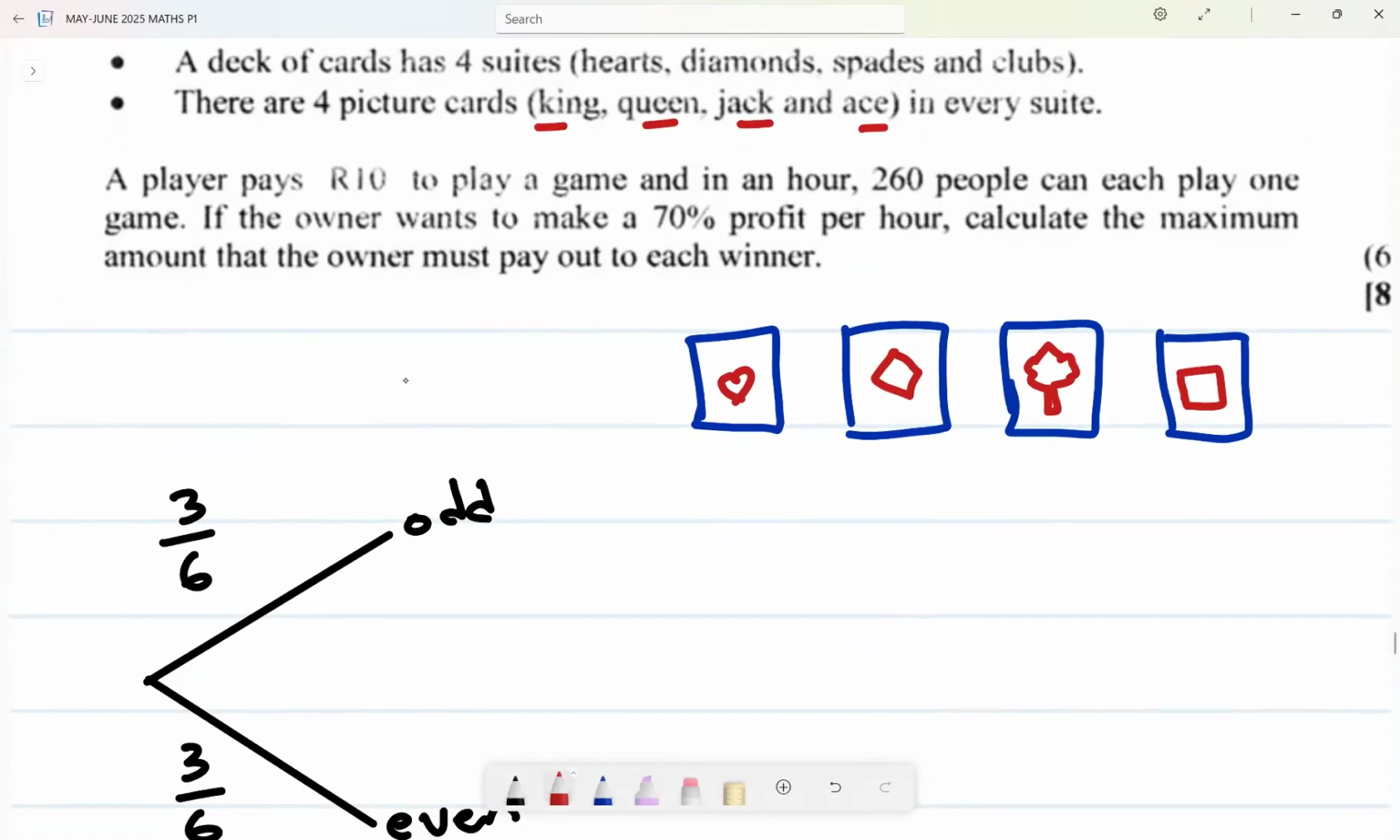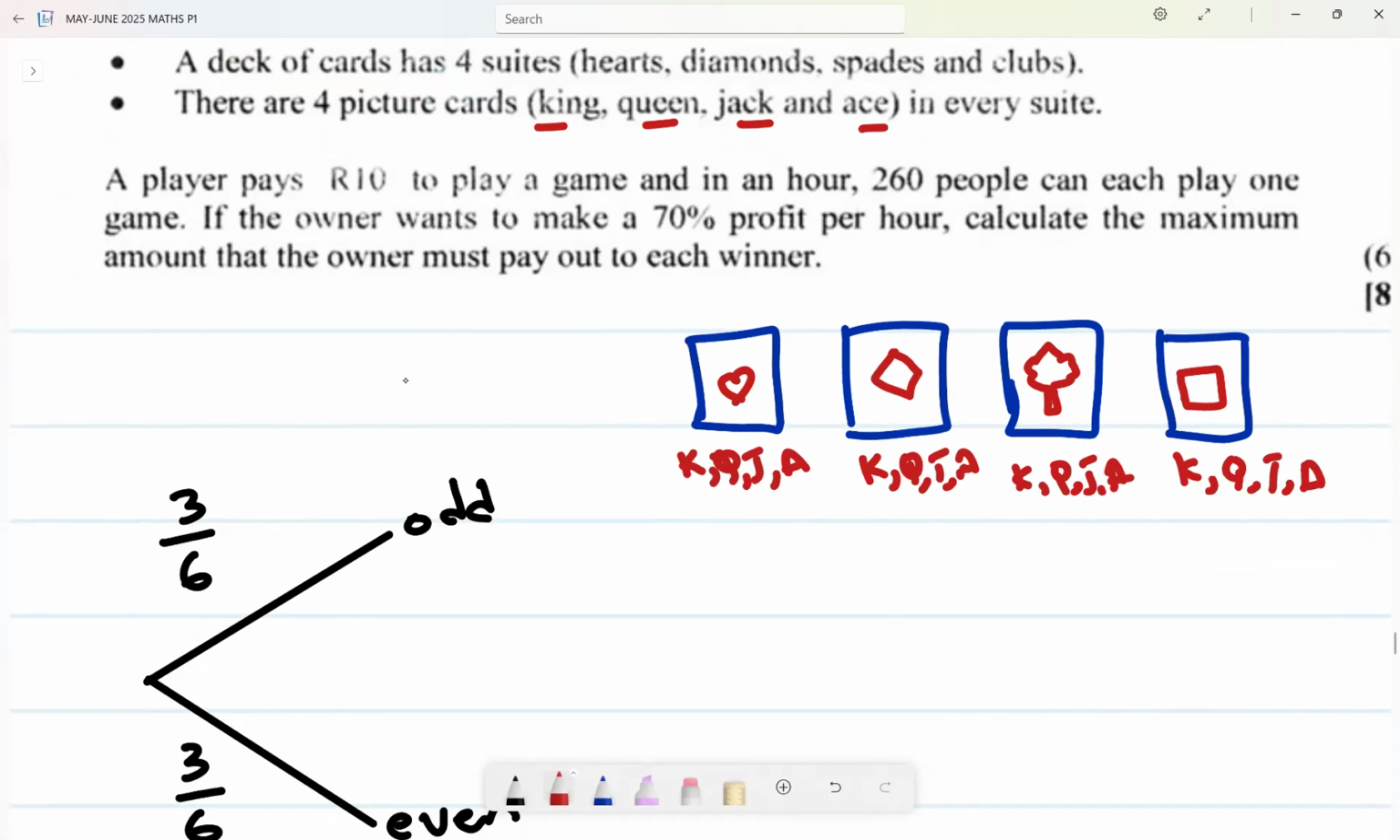So in each suit, the picture card can be either king, queen, jack, or ace. Also here, it can be king, queen, jack, and ace for all of them.